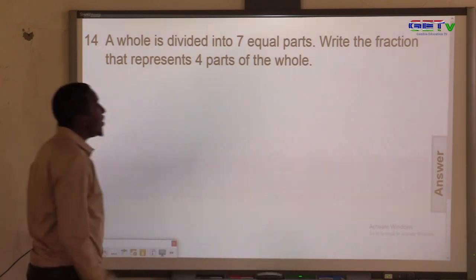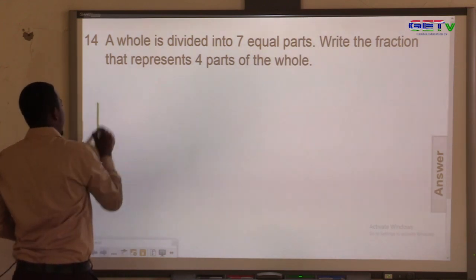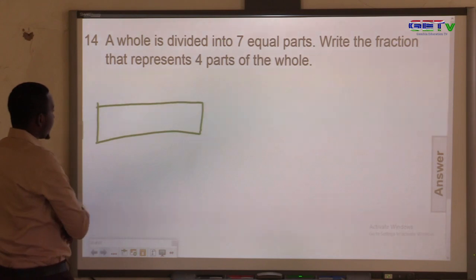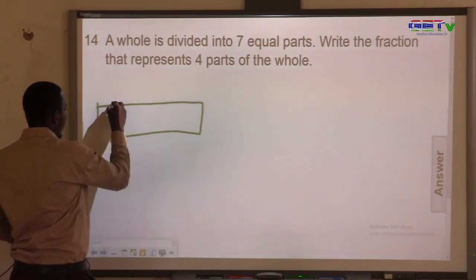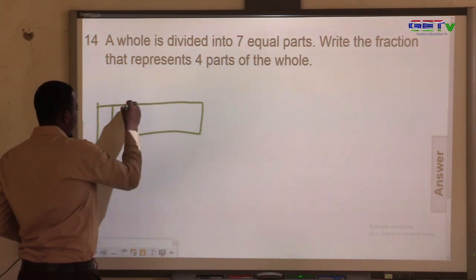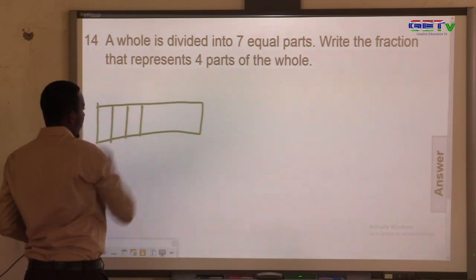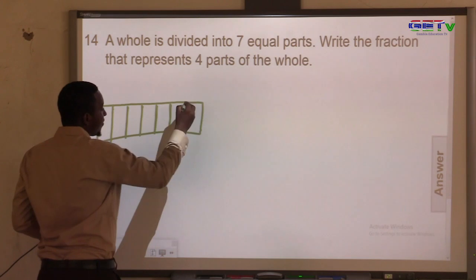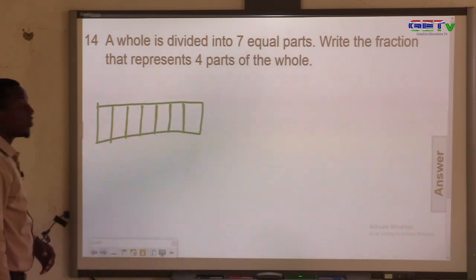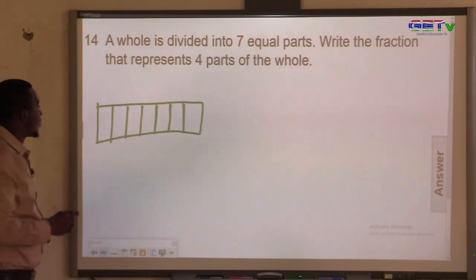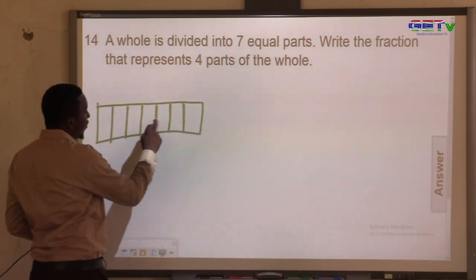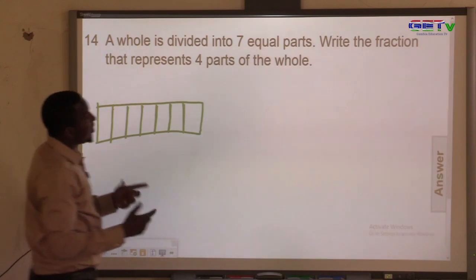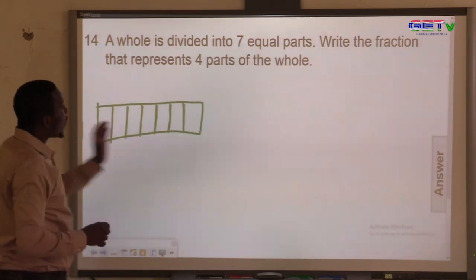Let's have a whole, and we divide it into 7 equal parts. We have a whole. We divide it into 7 equal parts. We have 1, 2, 3, 4, 5, 6, and 7. So let's confirm how many equal parts our whole is divided into. We have 1, 2, 3, 4, 5, 6, 7. So we have a whole, and this whole is divided into 7 equal parts. And the question still reads, write the fraction that represents 4 parts of the whole.